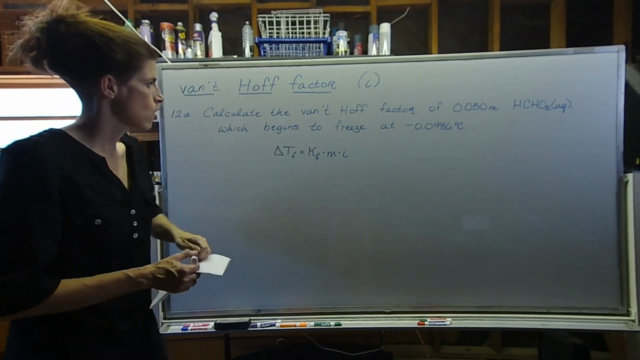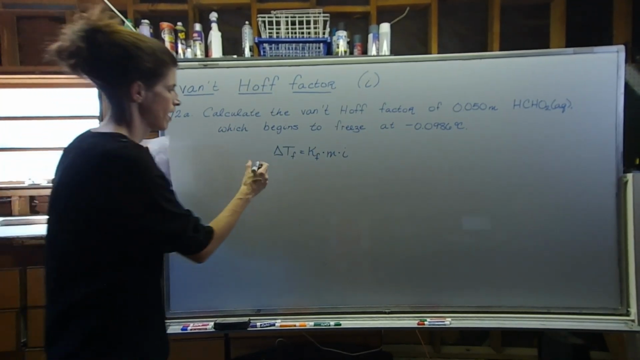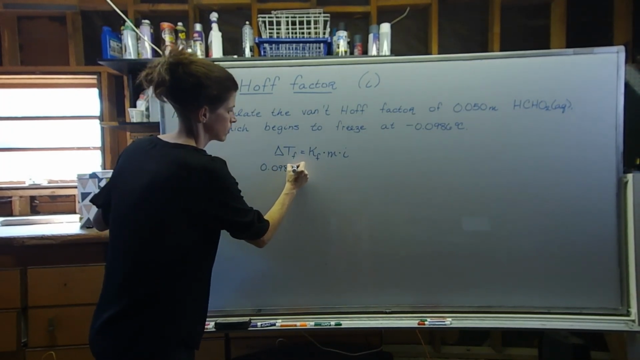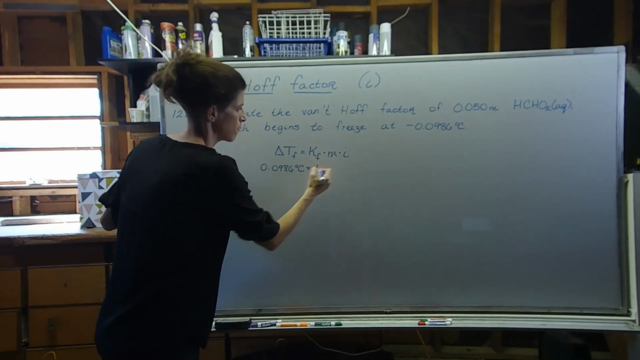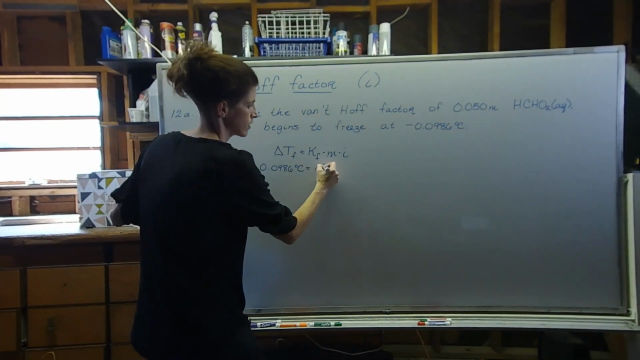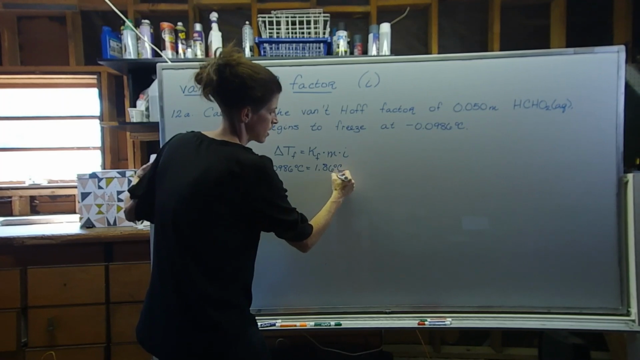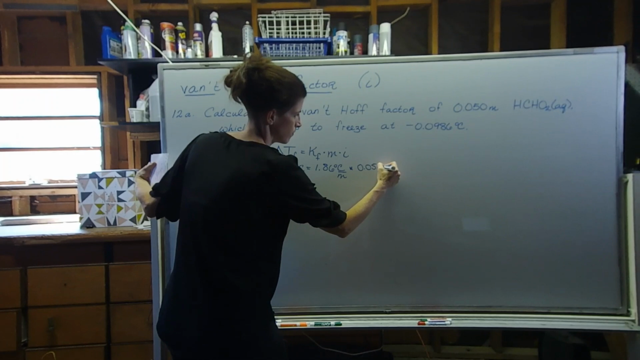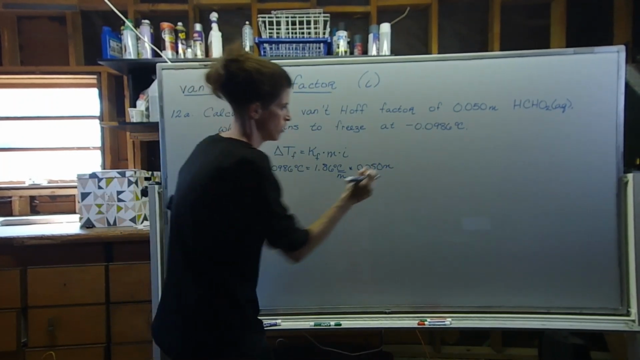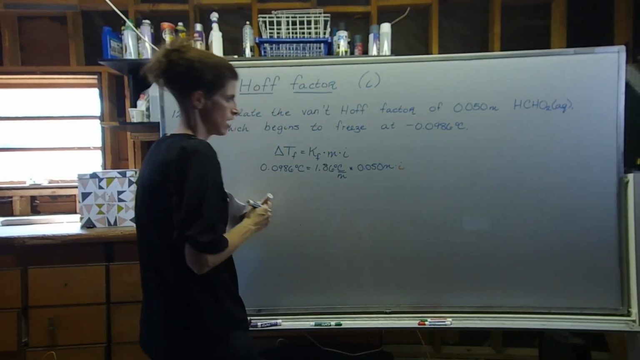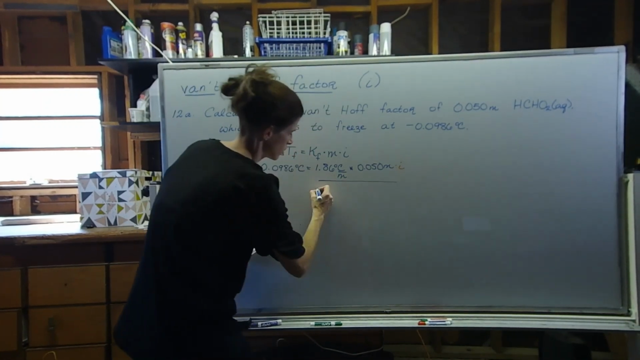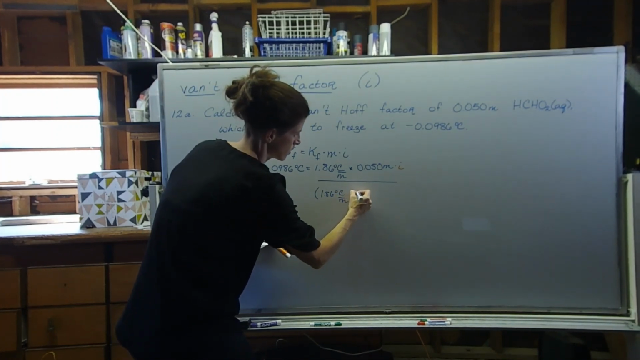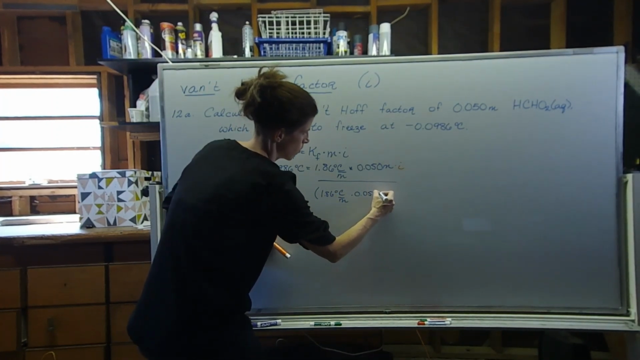Let's plug and chug. So for delta T f, we're going to use the absolute value of that in these equations. So I'll put 0.0986 degrees Celsius over here. And then we have 1.86 degrees Celsius per molal. And then our molality, which is 0.050 molal, times i, which is our unknown. And I want to isolate i, so I'm going to divide each side by 1.86 degrees Celsius per molal times 0.050 molal.